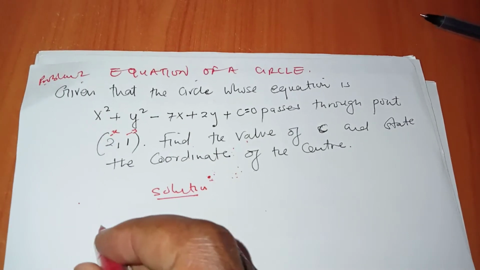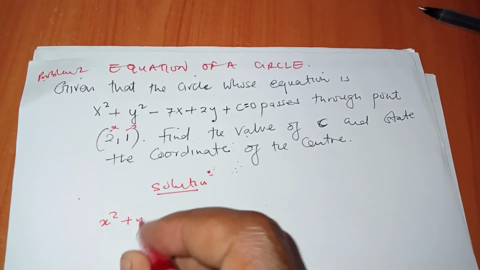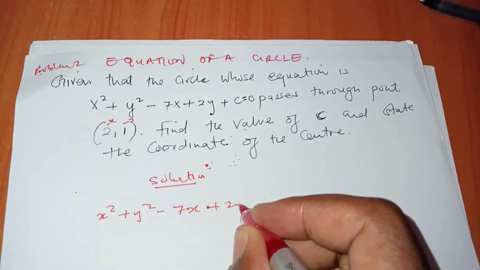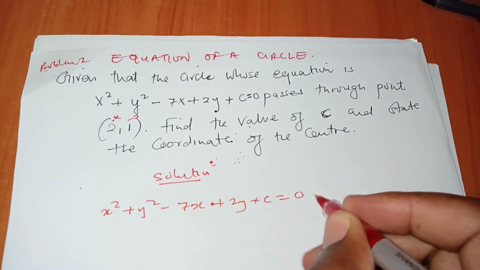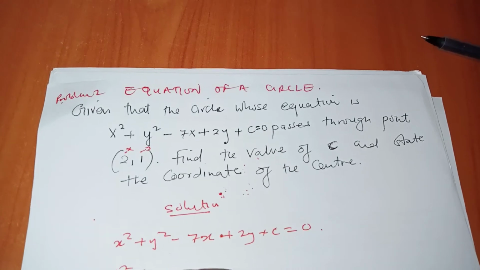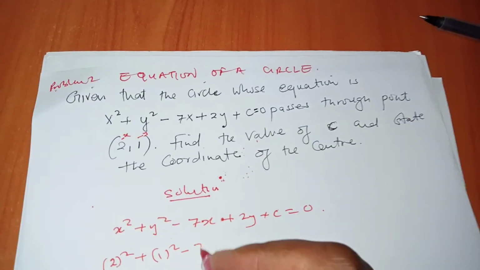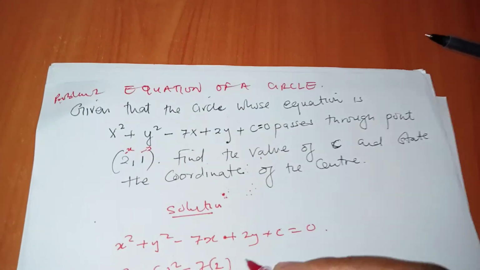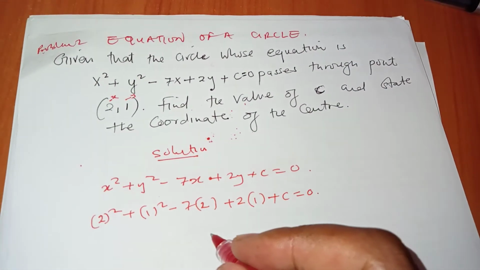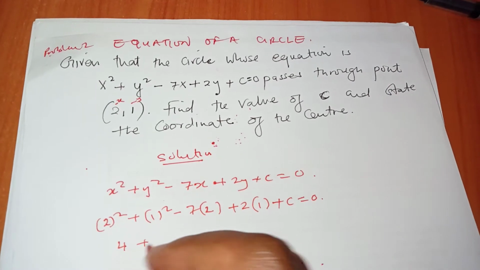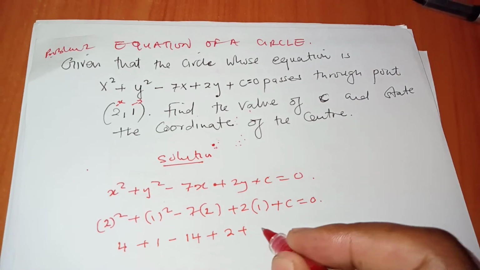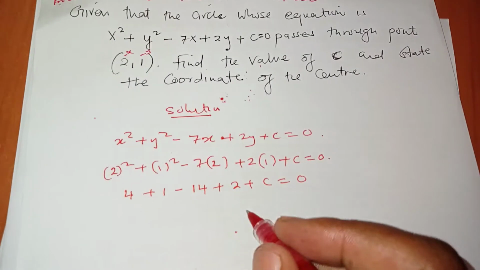Okay, so very quickly we have our equation as x squared plus y squared minus 7x plus 2y plus c is equal to 0. So we substitute our values. Now we have 2 squared plus 1 squared minus 7 into 2 plus 2 into 1 plus c is equal to 0. So we have 4 plus 1 minus 14 plus 2 plus c is equal to 0.